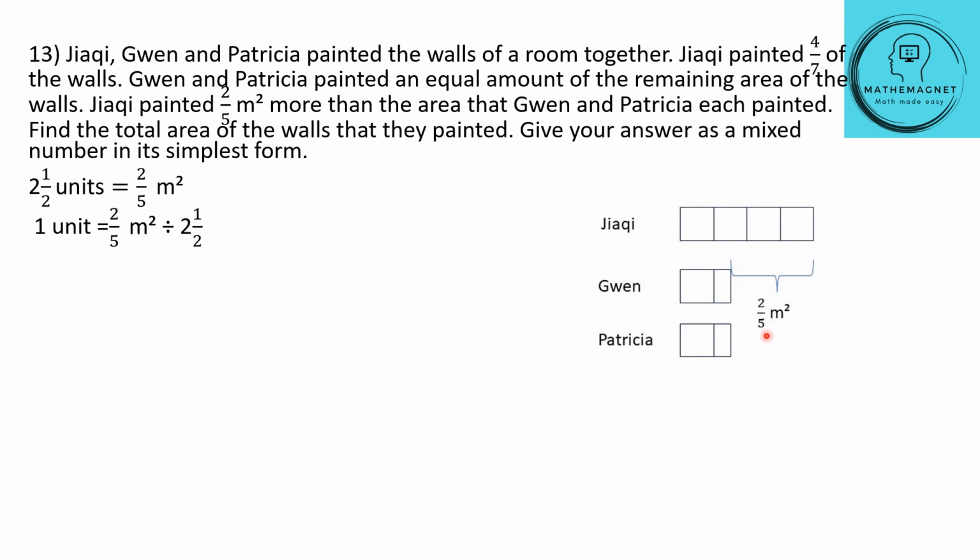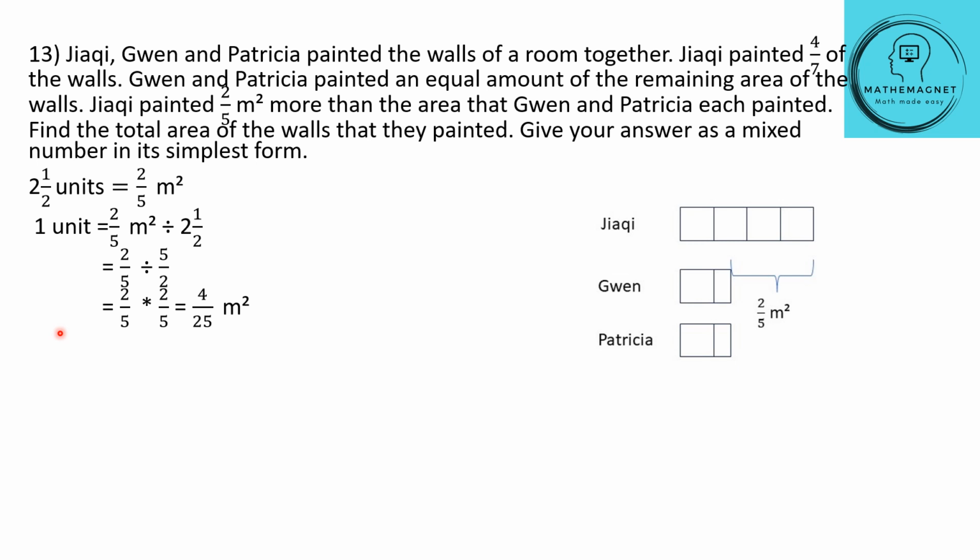So 1 unit will be equal to 2 by 5 divided by 2.5. I repeat, 2.5 units is the differential unit. This differential unit is equal to 2 by 5 meters square. Now to find 1 unit, we will have to divide 2 by 5 by 2.5. So how do we go about it? 2.5 can be rewritten as 5 by 2. That can be rewritten as 2 by 5 into 2 by 5. So that will be equal to 4 by 25 square meters. So 1 unit will be equal to 4 by 25 square meters.